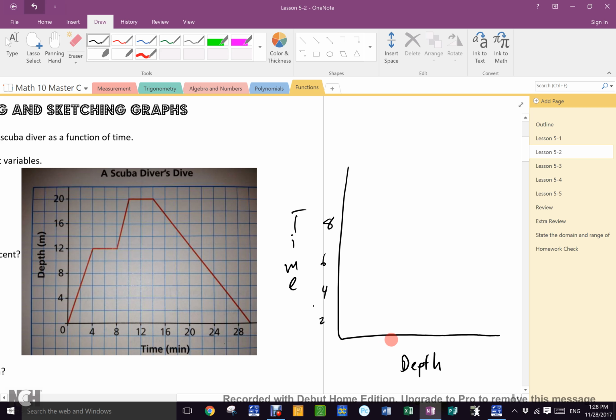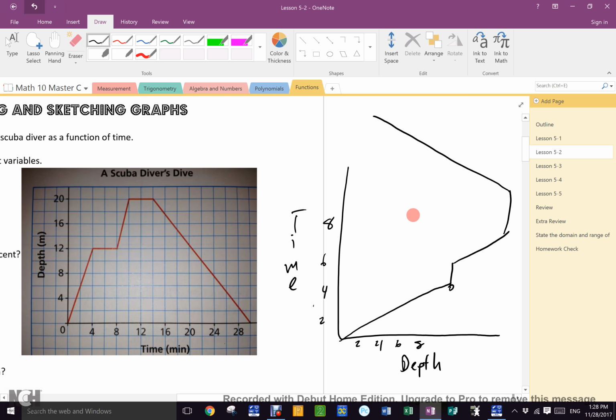Could I have changed these to this? Right? And then graphed it sideways. As my time went up, my depth went. So I would have gone this way, 4 up to 12. Could I have graphed it that way? No, because time doesn't go backwards. Excellent. Time does not go backwards.